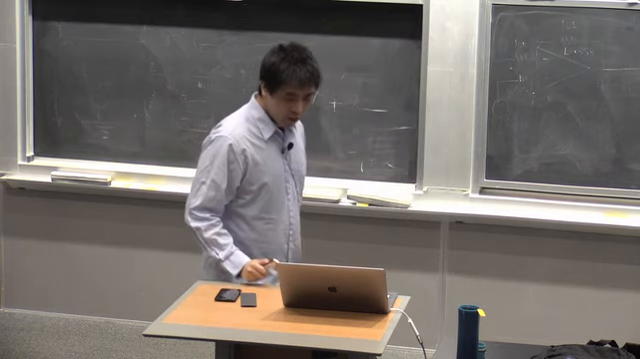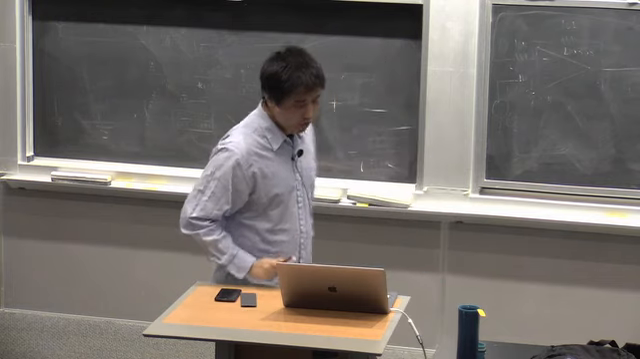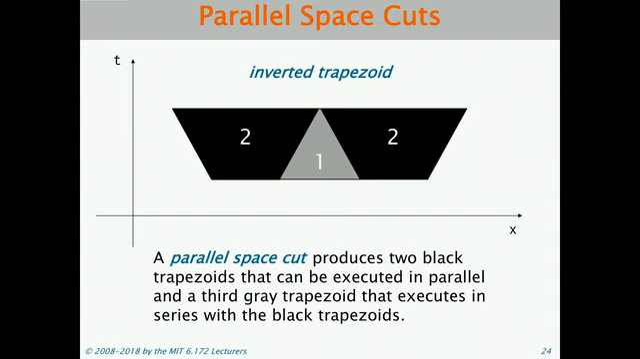We also have the time cut. Oh, sorry. So if the trapezoid is inverted, then we're going to do this upside down V cut. And in this case, we're going to execute the middle trapezoid before we execute the two trapezoids on the side. For the time cut, it turns out that we're just going to use the same cut as before, and we're just going to execute the two trapezoids serially. So we do get a little bit of parallelism here from the parallel space cut.